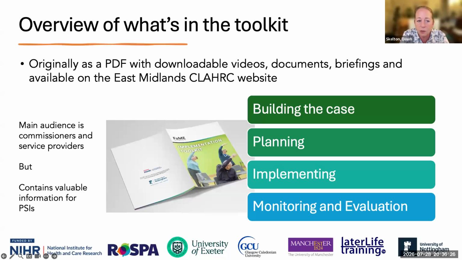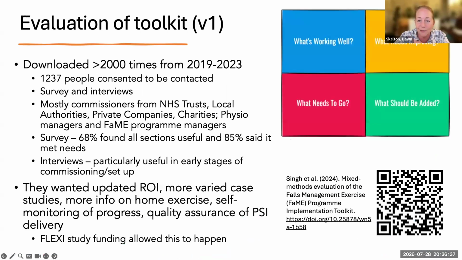So the main audience was always commissioners and service providers, but it does contain valuable information for PSIs. And that's what I'm going to talk about in a minute, just after I talk about the evaluation of that first toolkit. Because when they downloaded it, they gave their emails. And it was downloaded over 2,000 times over a 4-year period, and about 1,200 were consented to be contacted. And some had completed a survey, some had interviews.